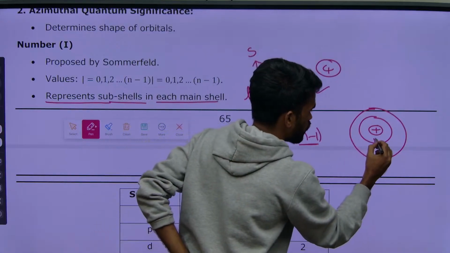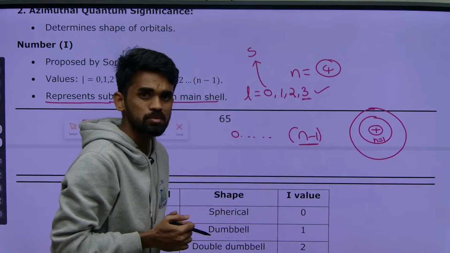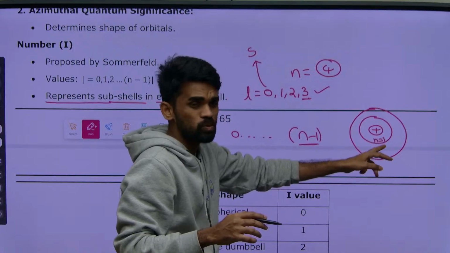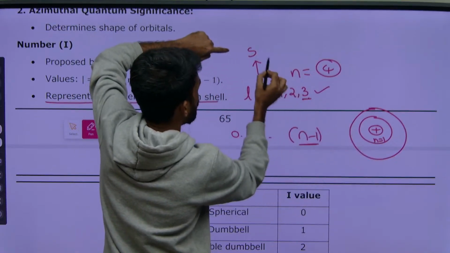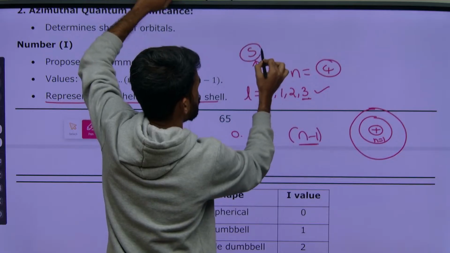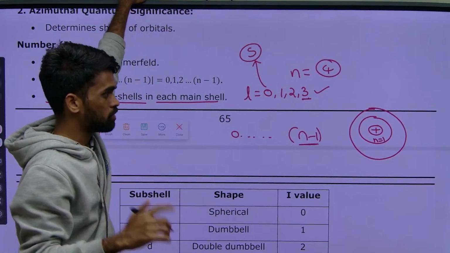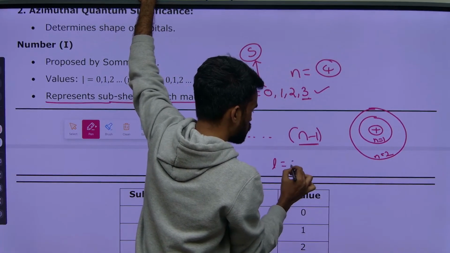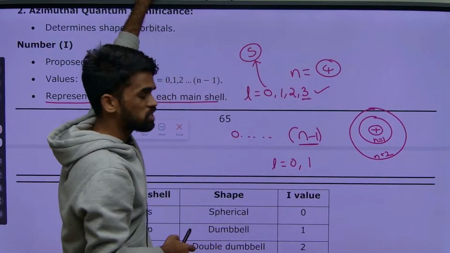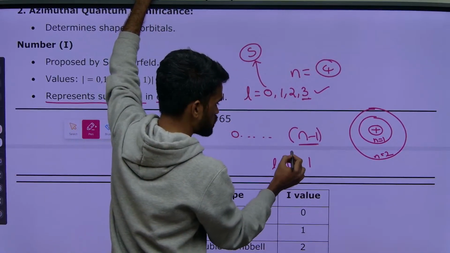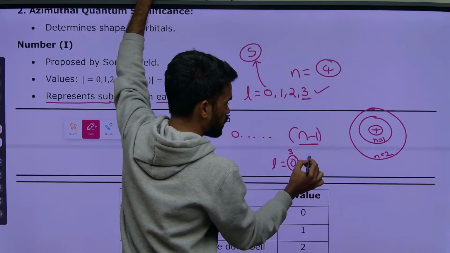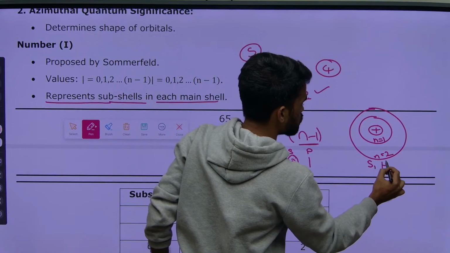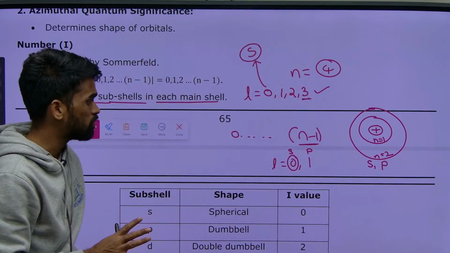So what are the subshells we have? If n equals 1, the possible subshell will be 0 to n minus 1 only. So n minus 1, that is 1 minus 1, is 0 only. So in the first shell you have only 0, that means s subshell will be present. Only one subshell, that is s. In the second shell n equals 2, so you can have l equals 0 and 1. l equals 0 means s subshell, l equals 1 means p subshell. So in the second shell you have one s subshell and one p subshell.